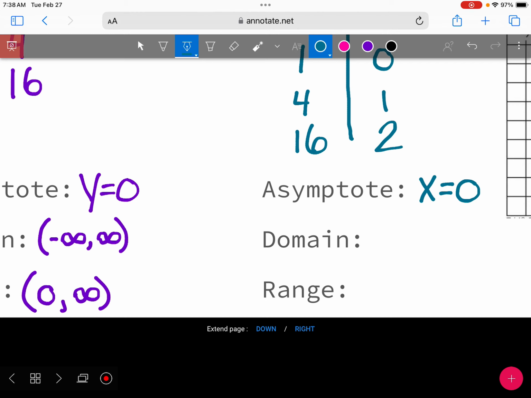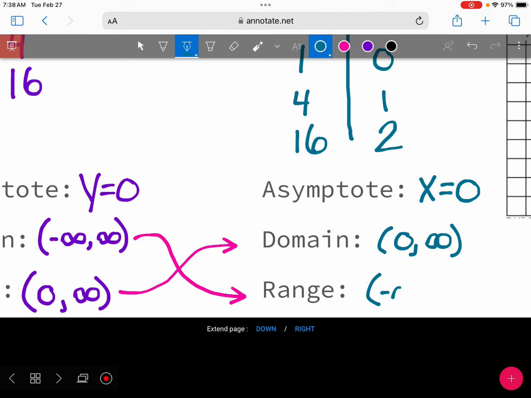And we can also figure out our domain and range of this parent function here, because we know, since these are inverse operations, that what was the range becomes our domain. So our domain is going to go from 0 to infinity. And what used to be the domain becomes the range. So our range is going to be from -infinity to +infinity. So we can find a whole lot of stuff about these logarithmic graphs before we even get to the graphing part.